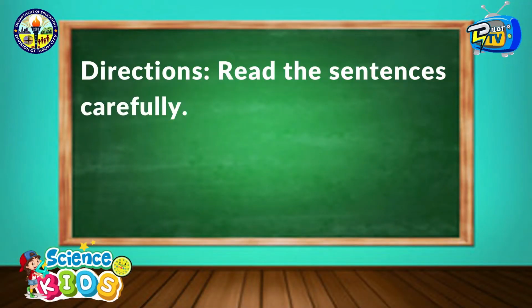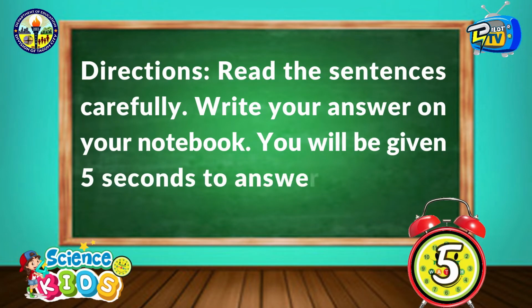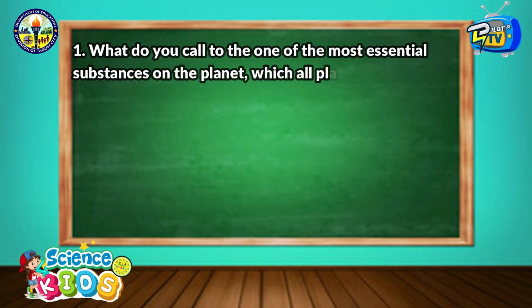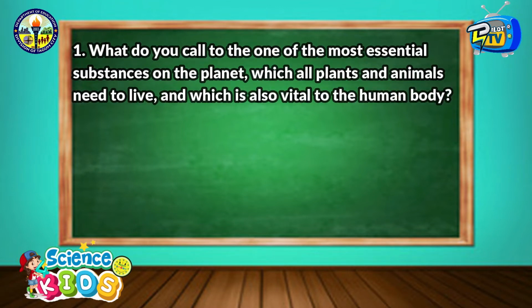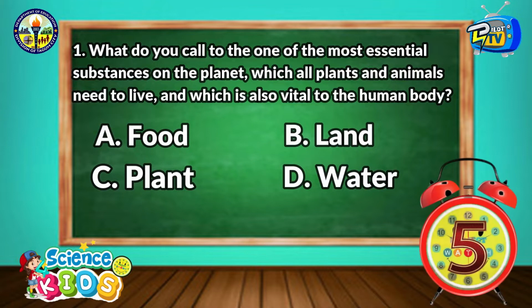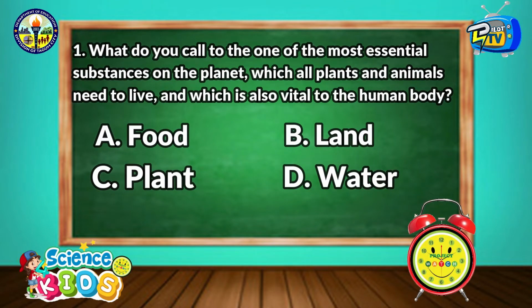Directions. Read the sentences carefully. Write your answer in your notebook. You'll be given 5 seconds to answer each item. Number 1. What do you call the one of the most essential substances on the planet, which all plants and animals need to live, and which is also vital to the human body? Letter A, food. B, land. C, plant. D, water. Timer starts now. Time is up. What is your answer? Good job! It's letter D, water.